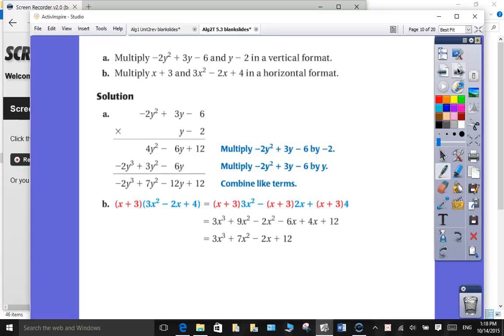-2 times 3y, -6y. -2 times -2y squared, positive 4y squared. And now, move over a space. Because we're going to be multiplying by a y, there's no way we'll be putting anything in the constant column. Right? So they move over 1 and then multiply everything times y. By doing that, they are making sure that everything is lined up. And then combine like terms.